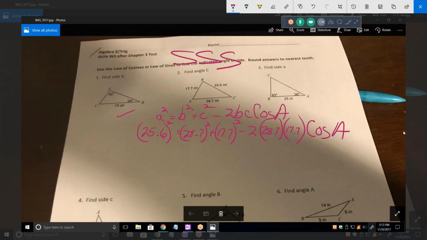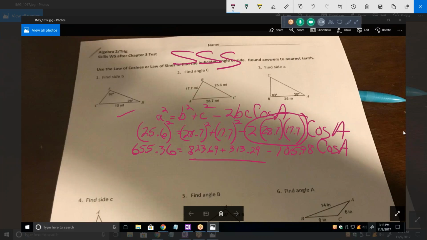Okay. It's 25.6 squared, 655.36. And then equals 823.69. And then plus 313.29. Do all three of those at once. Okay, so 2 times that is 1,015.98, times cosine of A.